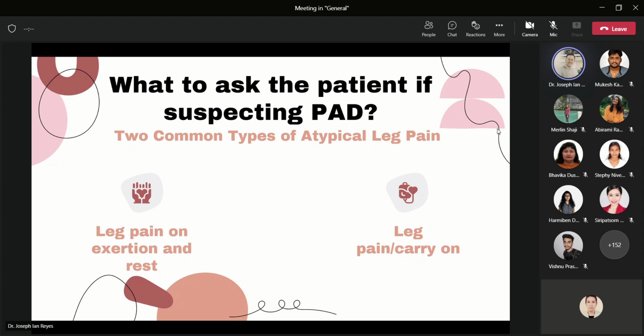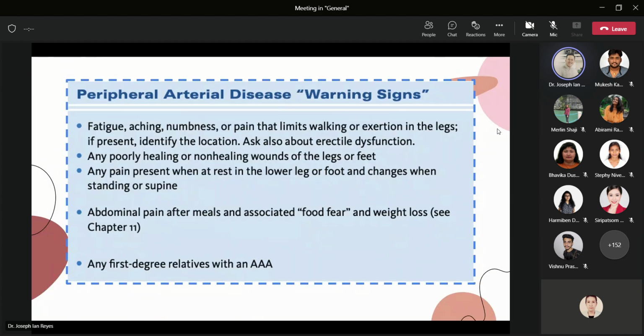So, peripheral artery disease warning signs. What you should be mindful of when doing your history taking and physical examination. First would be fatigue. The patient would be fatigued, with aching, numbness, or pain that limits walking or exertion in the legs.